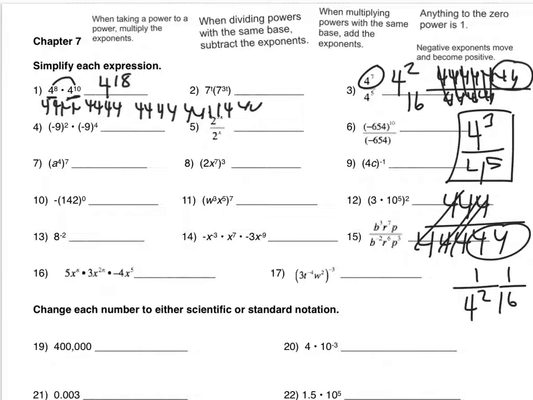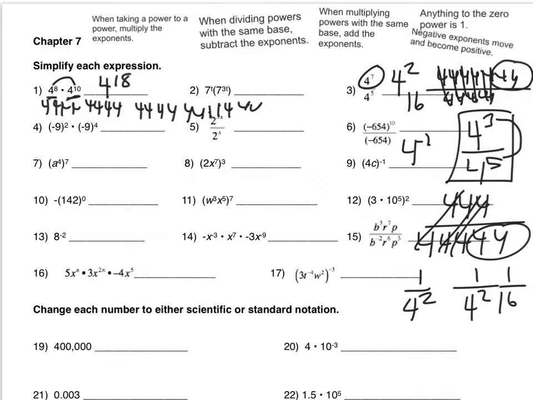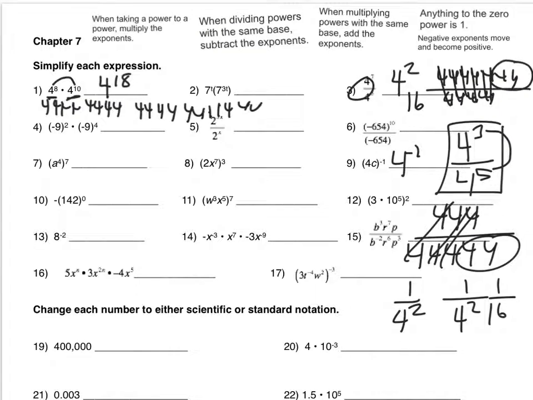But if we use the rule, 3 minus 5 is negative 2, and 4 to the negative 2 becomes 1 over 4 to the positive 2. And again, I like to use the rule that negative exponents move and become positive. So 4 to the negative 2 moves to the denominator and becomes positive.